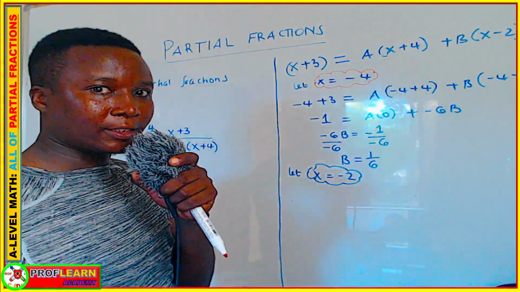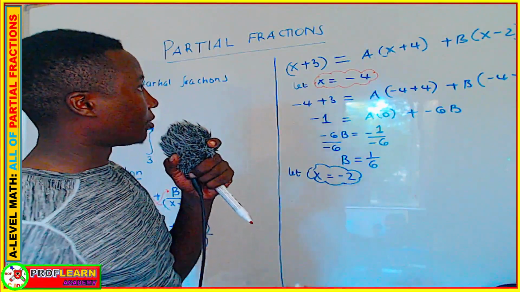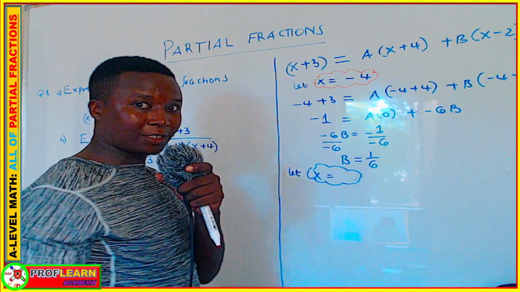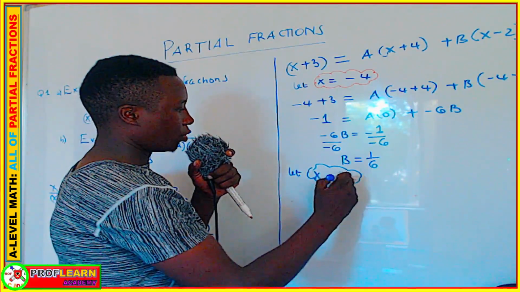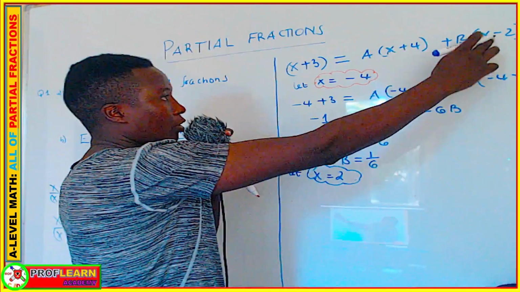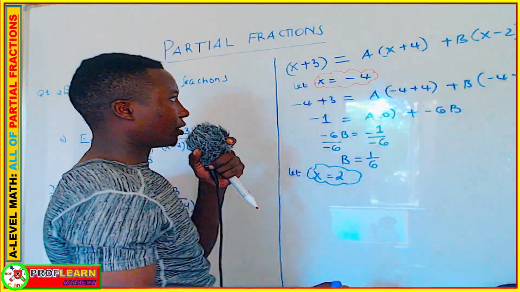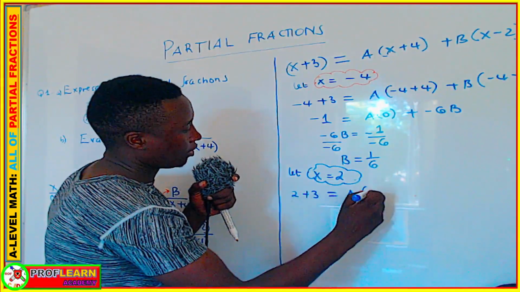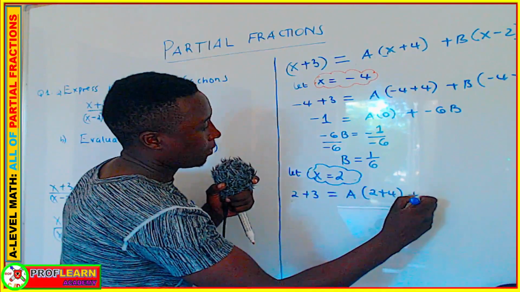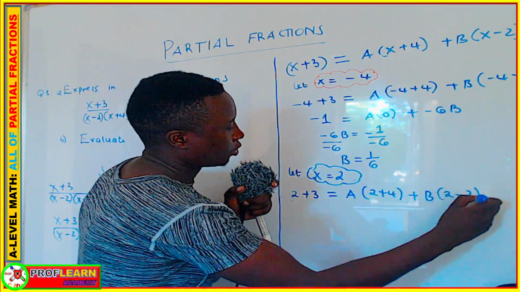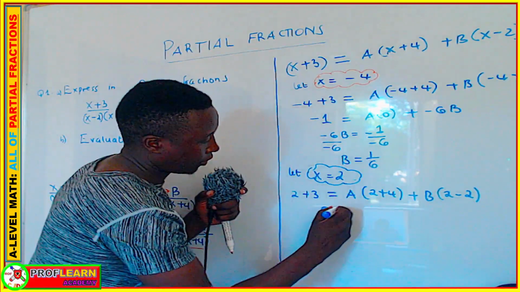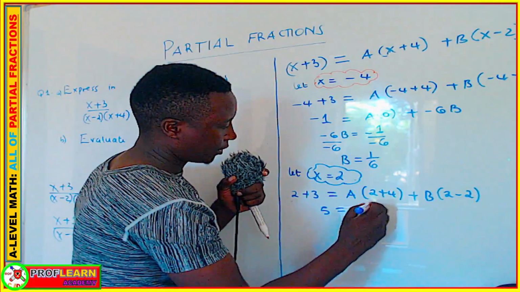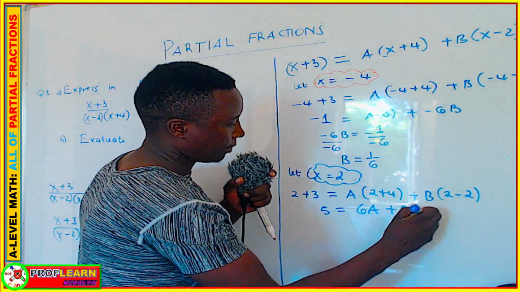So if we let x at this point equal positive 2, and you substitute 2 here, the whole of this term will go to 0. Now this is going to be 2 plus 3 equals a times (2 plus 4) plus b times (2 minus 2). And this reduces to 5 equals 6a plus b times 0.